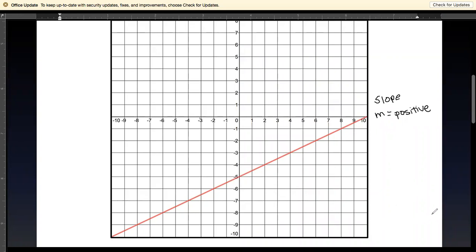Okay. And then I always like to look at my scale. What's my x-axis and y-axis going by? Ones. So they're all going by ones. Okay. 1, 2, 3, 4, 5, 6, 7. 1, 2, 3, 4. They're all going by one. So this makes it a little easier.